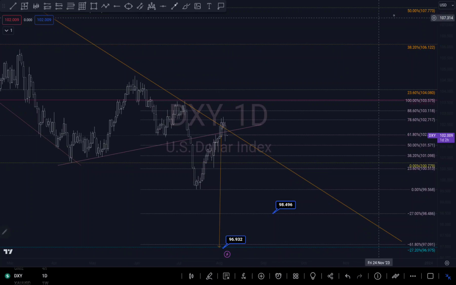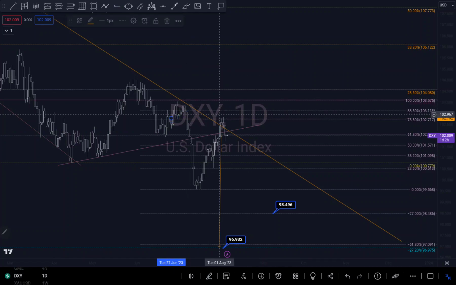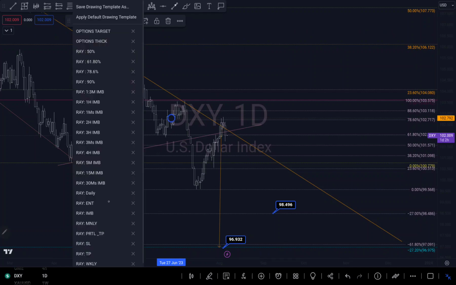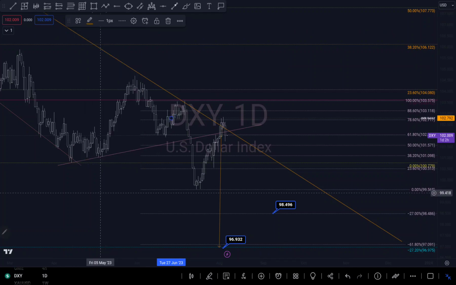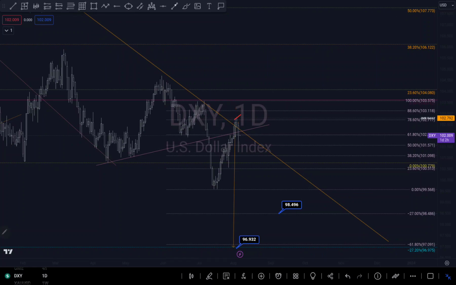But as we can see, we actually surpassed there a little bit, and we started rejecting off of the 78.6% fib level, which is also nice because if I use a line here, we can see there is an imbalance around this area that needs to be filled, right? So we can say it's come to fill the imbalance right here, right around this level, which also aligns with my 78.6% fib level. So there's a possibility that we might start pushing down from that level right here.